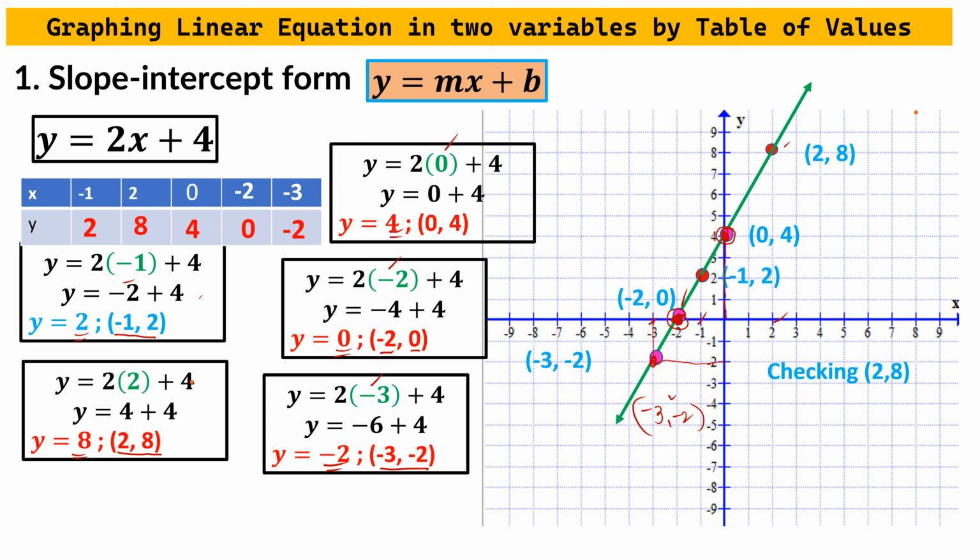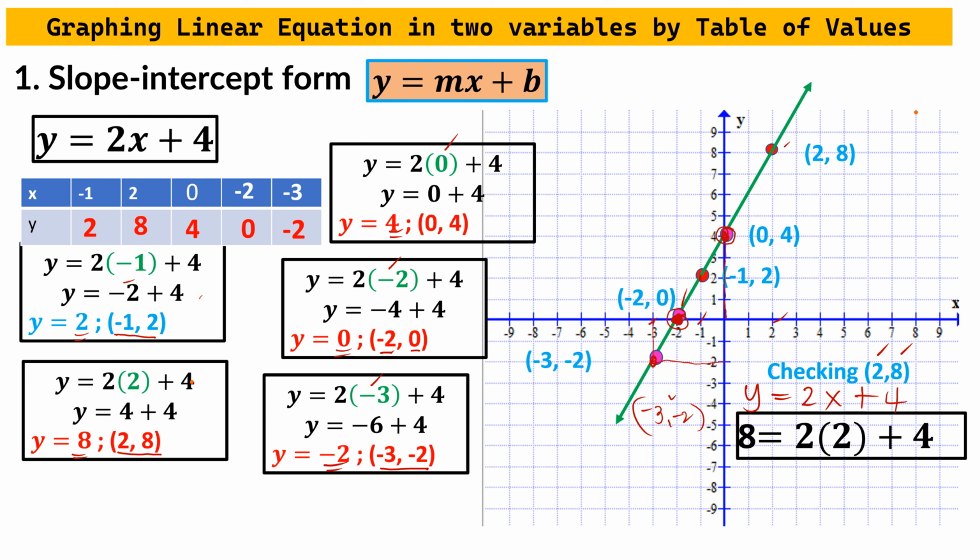So meaning, how do we know if our graph is correct? Simply, we will be choosing any of the points on the graph, and then we have to substitute that point to the x and the y in the equation. So the original equation is y equals 2x plus 4. And since our x there is 2 and our y is 8, instead of writing y, we have 8. And then 2 times 2 plus 4, thus 8 is equal to 8.